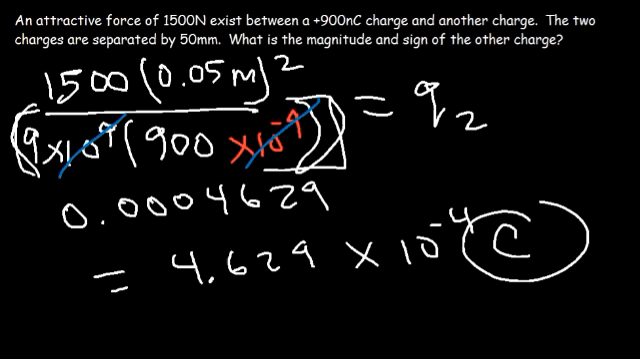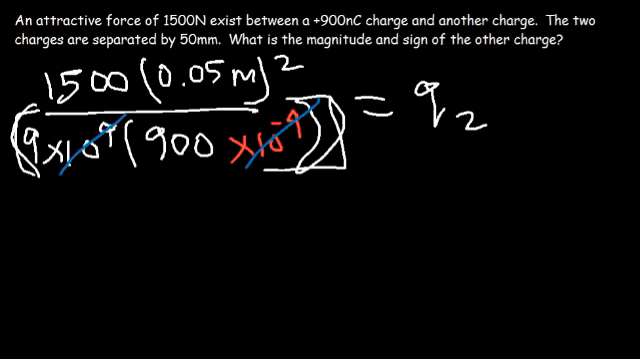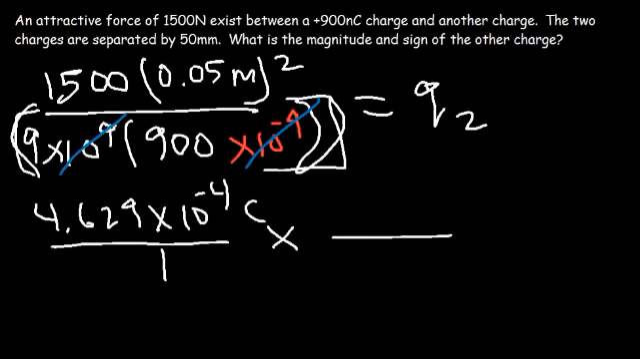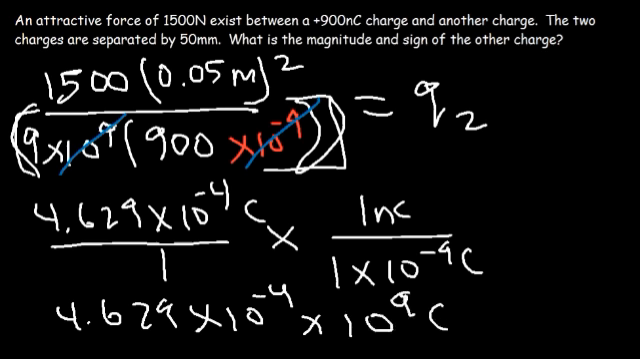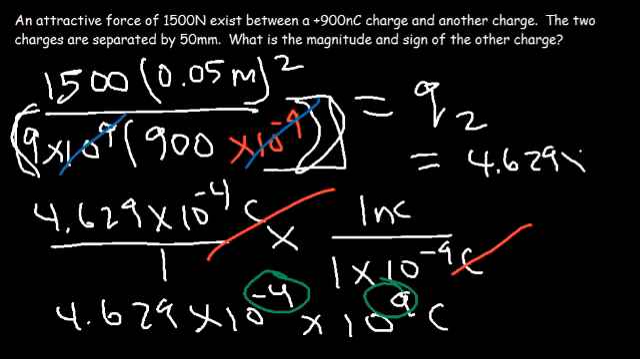What is the charge in nanocoulombs? To convert it, let's start with the answer that we have, which is 4.629 times 10 to the minus 4 coulombs. To convert it to nanocoulombs, we're going to have to divide by 10 to the minus 9, which is the same as multiplying by 10 to the positive 9. So if we add negative 4 and 9, we're going to get 5. So this is equal to 4.629 times 10 to the positive 5 nanocoulombs.